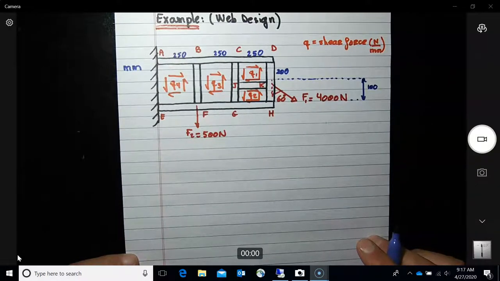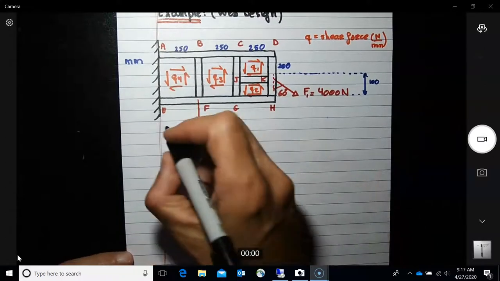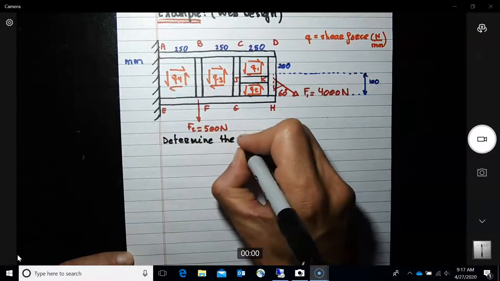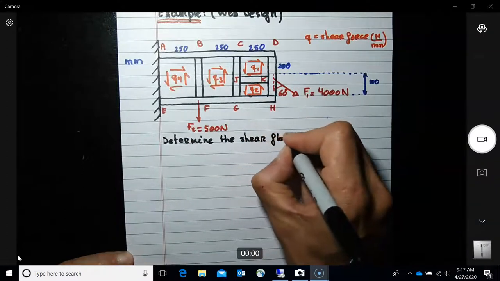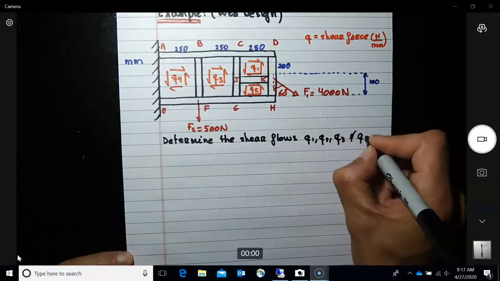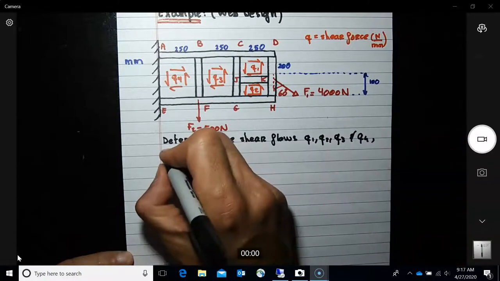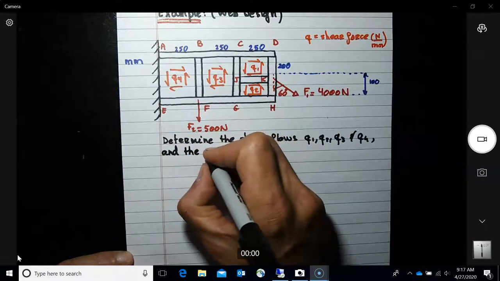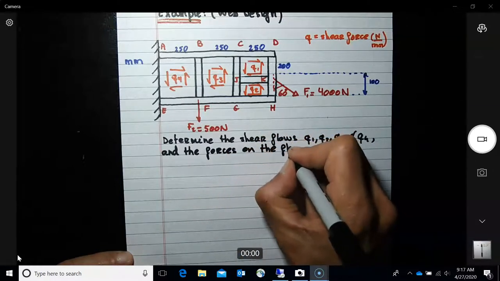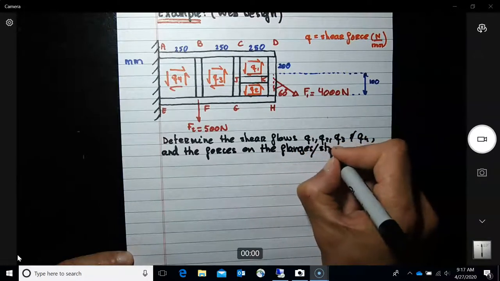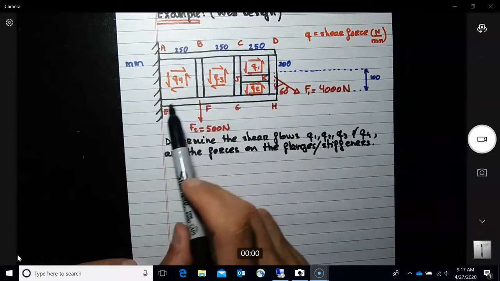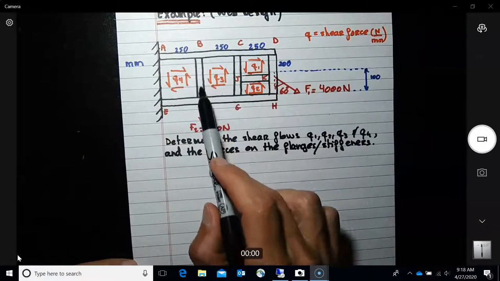Okay, so basically what we need to find over here is to determine the shear flows Q1, Q2, Q3, and Q4, and the forces on the flanges and stiffeners. Okay, so basically these components over here. Basically this would be a flange, this would be a flange, and really whatever is in the middle here would be stiffeners, okay?